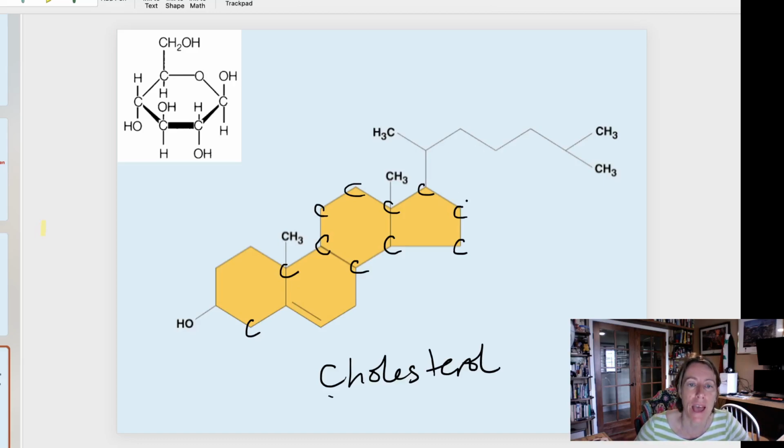So let's look at this carbon over here in the top right. We have a single carbon atom here, which will be where the lines bend. And according to this diagram, there's a line going there.